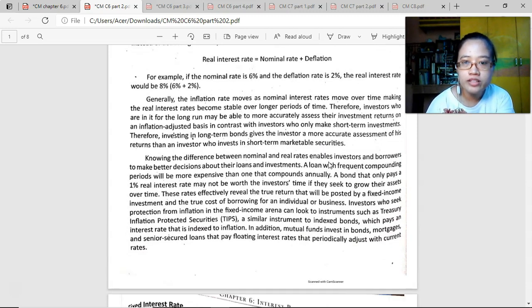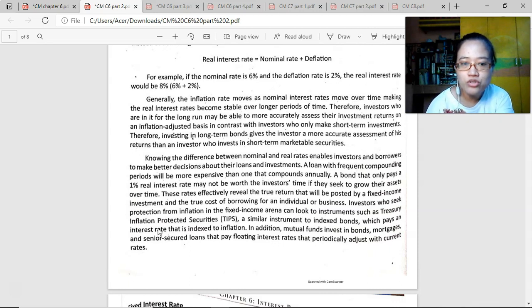Knowing the difference between nominal and real rates enables investors and borrowers to make better decisions about their loans and investments. A loan with frequent compounding periods will be more expensive than one that compounds annually. Okay? A bond that only pays a 1% real interest rate may not be worth the investor's time if they seek to grow their assets over time. Okay, masyadong mababa. These rates effectively reveal the true return, kaya nga real, that will be posted by a fixed income investment and the true cost of borrowing for an individual or business.